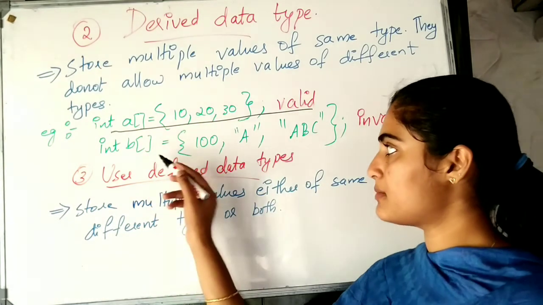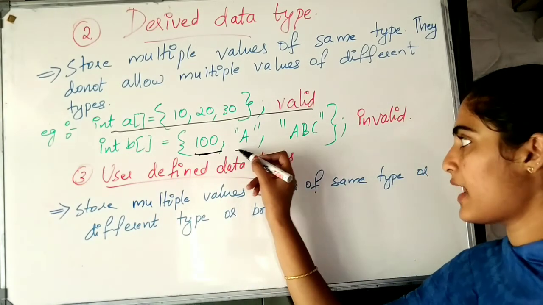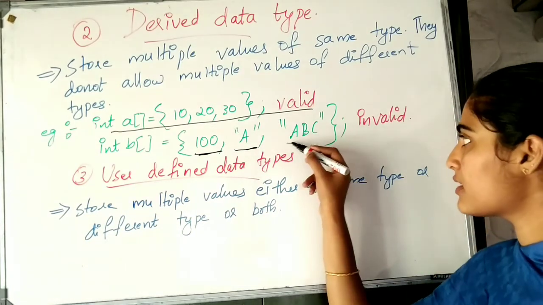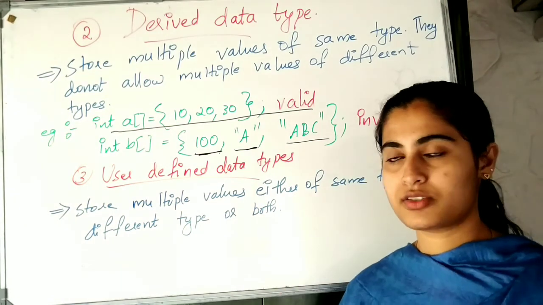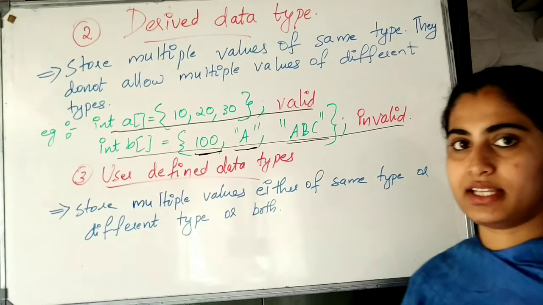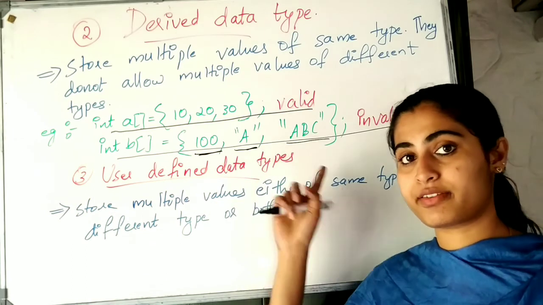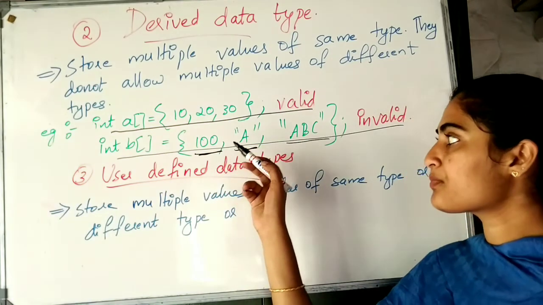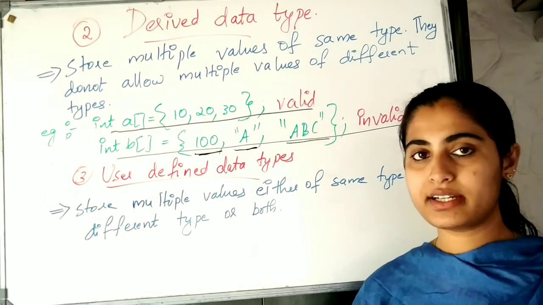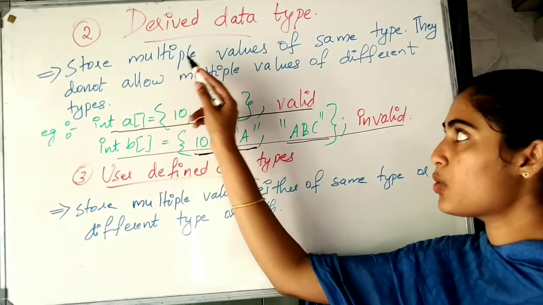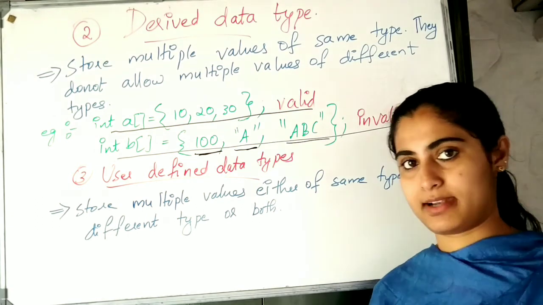Look at the second statement here. First we have entered a number. Second, we have entered a character. Third, we have entered a string. See, three of them are of different types. So this is said to be an invalid statement, because even though we are storing multiple values, they are of different types. We cannot store different types of data in derived data type. So derived data type means they store multiple values of same type. They do not store multiple values which are of different type.